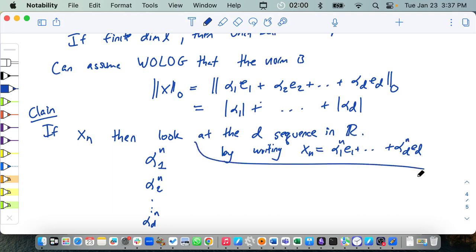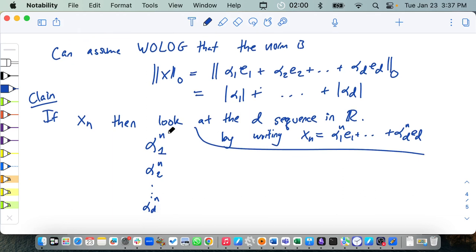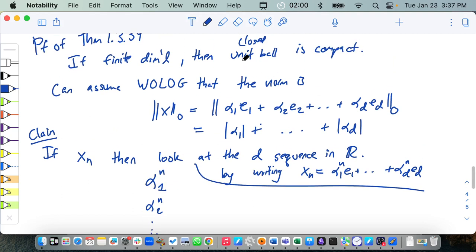So you give me this sequence of elements x_n, and I actually have d sequences in R, which are the coefficients. This is linear algebra land, basically, where anything you want to know about some element of the vector space is actually d sequences of coefficients. And alpha_1n is a sequence in R, and not only is it a sequence in R, it's bounded. Why is it bounded? Well, you told me that the sequence x_n is bounded because it's in the unit ball.